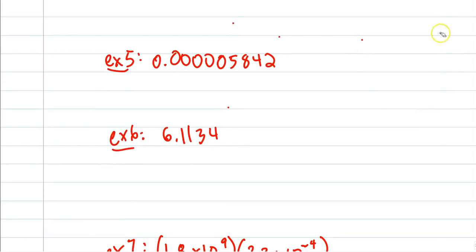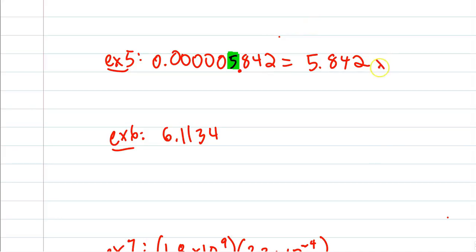Now this 0.00005842. Okay. What is our first number between 1 and 9? This is where a lot of people would put 0.5. Don't do that. I need to start at the 5. So this is actually where our decimal needs to be. So my scientific notation is going to be 5.842. That's going to get me some credit on the test, right?